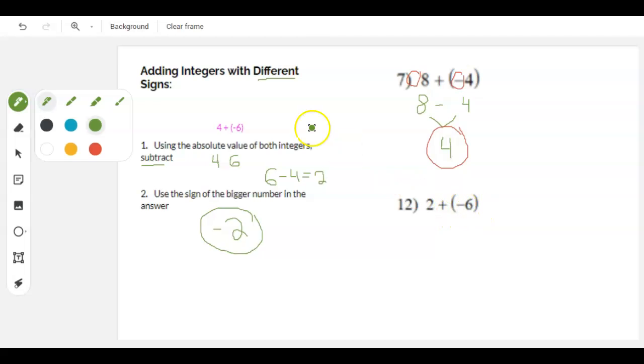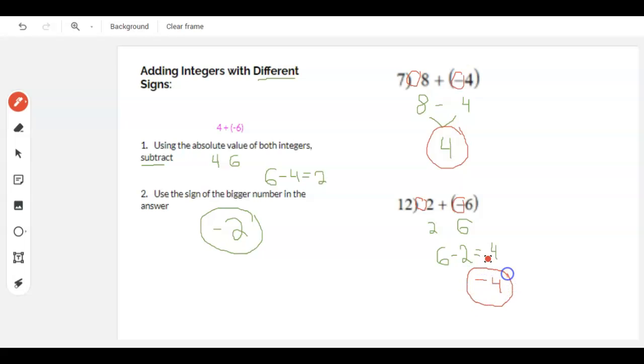2 plus -6, they're different signs, so I'll subtract. The absolute value of 2 is 2. The absolute value of -6 is 6. I'm going to subtract, so I need to flip their order so that I can do the subtraction. 4, right? And then I keep the bigger sign. So if I look up here, 2 is the positive, 6 is the negative, 6 is farther from 0, so it'll be a -4.